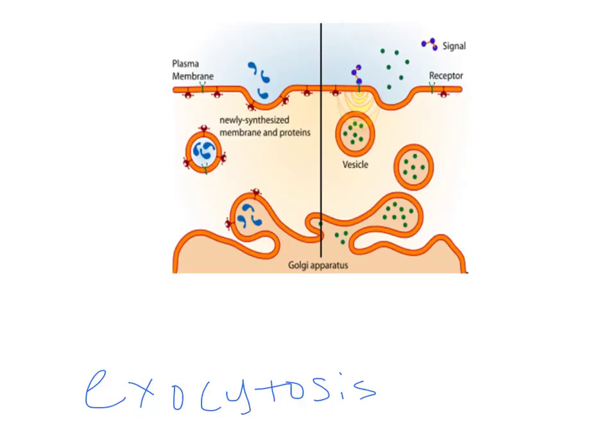So last we have exocytosis. Remember, exo is taking things out of the cell. Exo is out, cyto is cell. So here we're spitting things out of the cell.